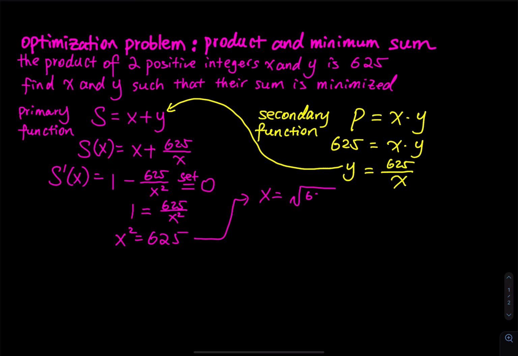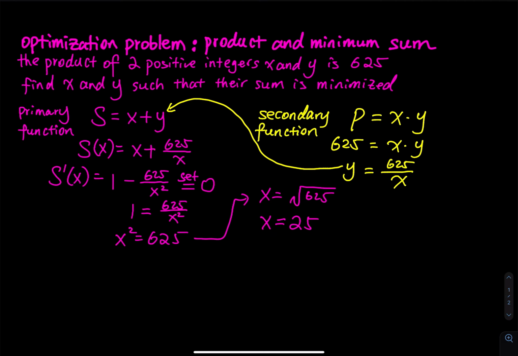square root of 625. Where is the plus or minus? We do not use the plus or minus because we use positive integers. The problem said we have two positive integers, right? So we only keep the positive. So x is equal to 25, right? So x is equal to 25.